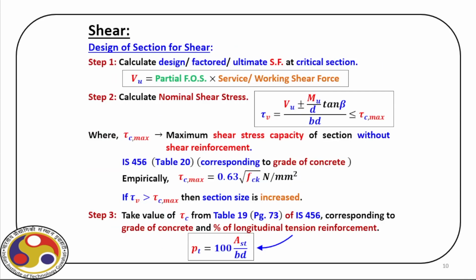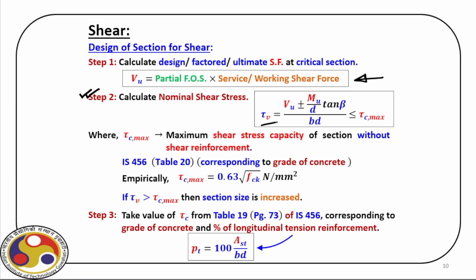Now, in case of shear design, what are the steps? First, in step 1, we again calculate the factored shear force acting at a particular section, which is the critical section. Then second, we calculate the nominal shear stress using this expression. Plus or minus will be governed by the case that we deal with, as we have already explained.